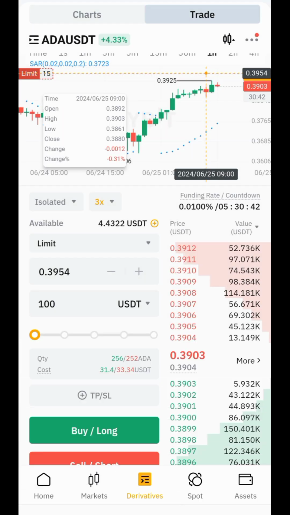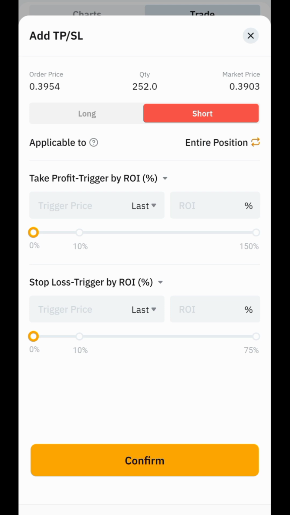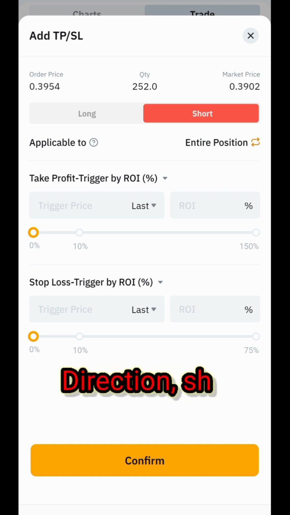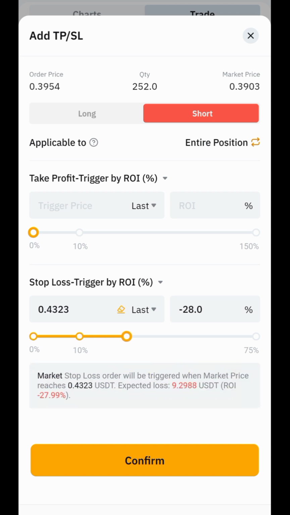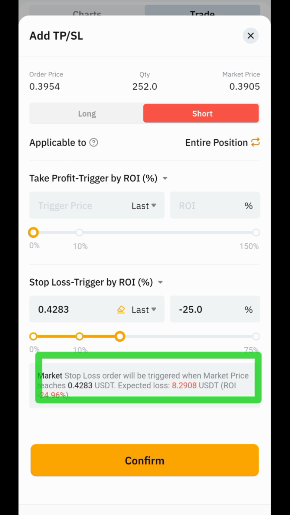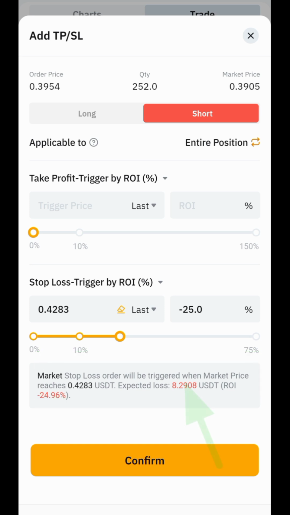So your take profit, which is on chart, is 25%. You want to set your stop loss at 25%, and you're using $100, remember, and your leverage is 3x. Then your stop loss is 25% of that. So the market stop loss order will be triggered when market price reaches 0.4283 USDT. Expected loss is $8.2908. You'll be losing $8.2908 if the trade goes against you.